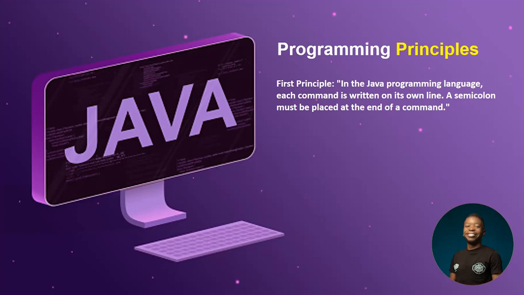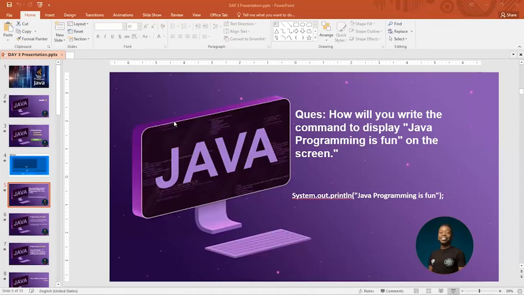Just like we've seen, suppose we want to display "Java programming is fun" on the screen 3 times. That means we'll now have 3 commands. So the first command is System.out.println, "Java programming is fun", followed by a semicolon, and you have to do that 3 times. Are you getting what I'm trying to say? Okay, let's go to my IntelliJ so that we can look at it together.